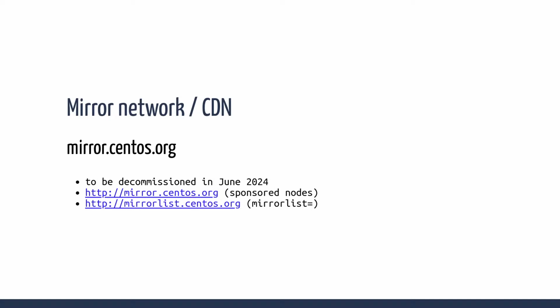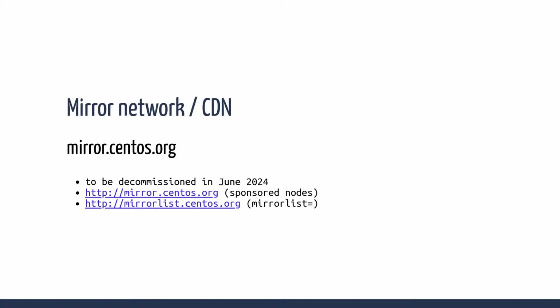Mirror.centos.org has existed for almost 20 years now. I don't remember exactly, but it's really a long time ago. It was just running from sponsored machines, from sponsors all around the world. But the bad news is it will go away. It will be decommissioned completely in 2024.